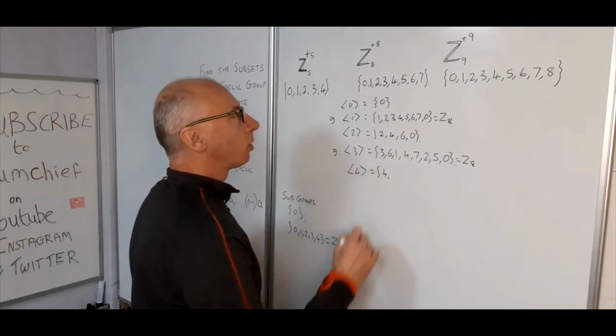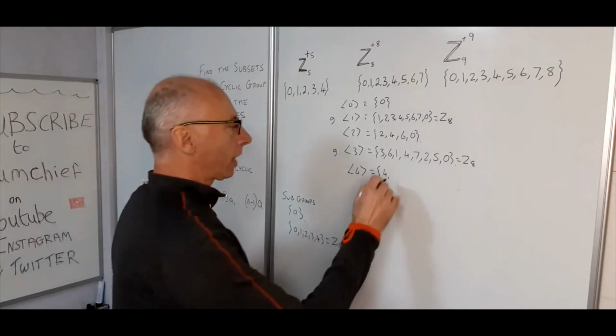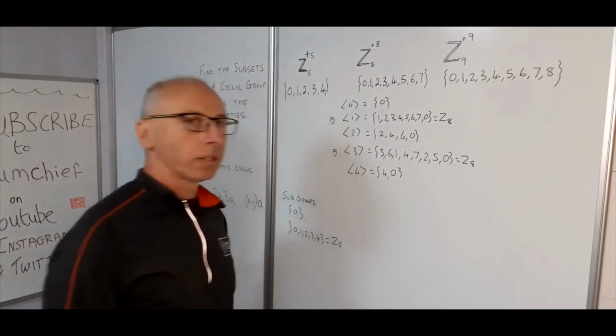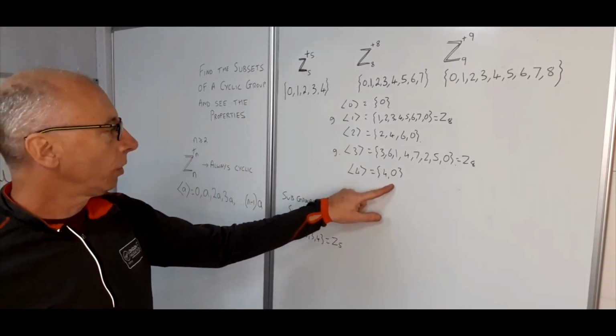Let's try number 4. So keep adding 4 mod 8. 4 plus 4 is 8, which gives us 0. And 0 plus 4 is back to 4. So that's a different subgroup now. We've got 0 and 4 with just 2 elements.